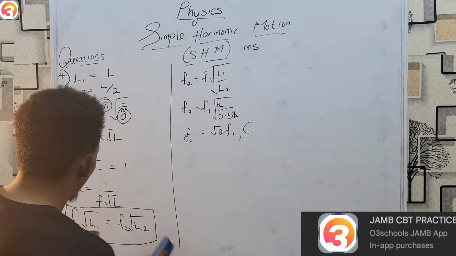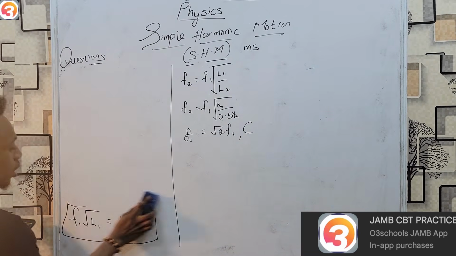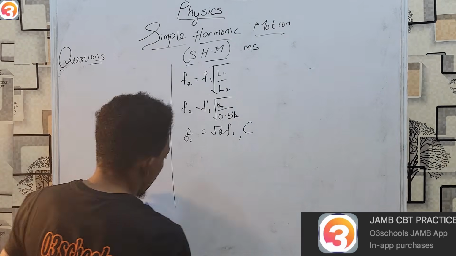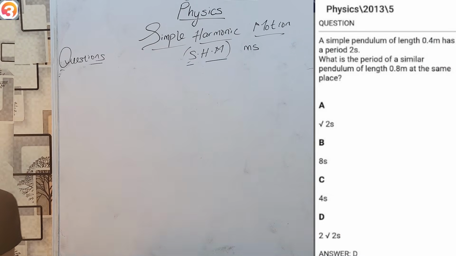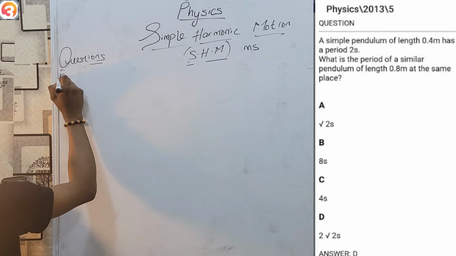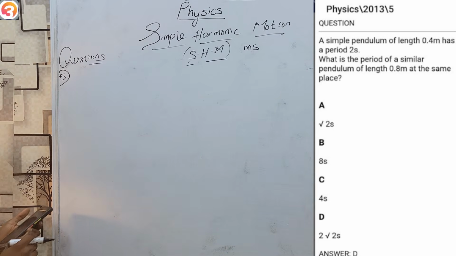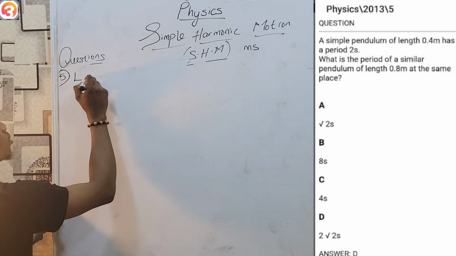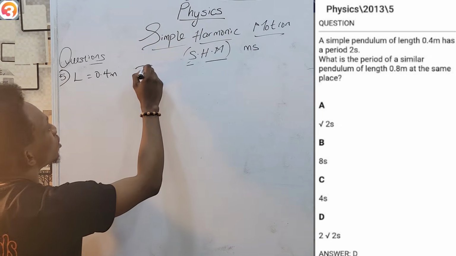Let's proceed. Now we are going to the year 2013. The year now is 2013, and we are looking at question number 5 from 2013. This should be our fifth question. A simple pendulum of length 0.4 meters has a period of 2 seconds.